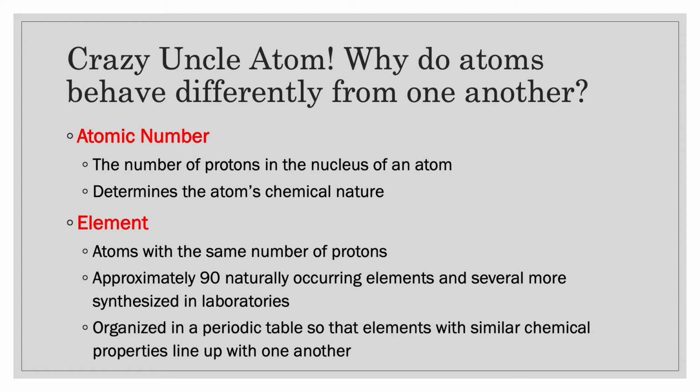Atoms that have different numbers of protons in their nuclei have different chemical properties or different chemical natures. These atoms that have different chemical properties or natures are known as elements. So an element is basically a group of atoms with the same number of protons. The element hydrogen has one proton, for example. So all hydrogen atoms have one proton, and that gives them a unique chemical nature.